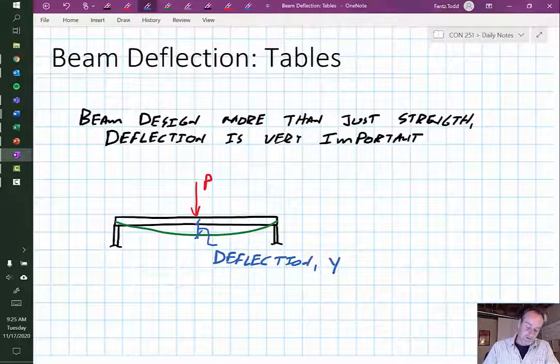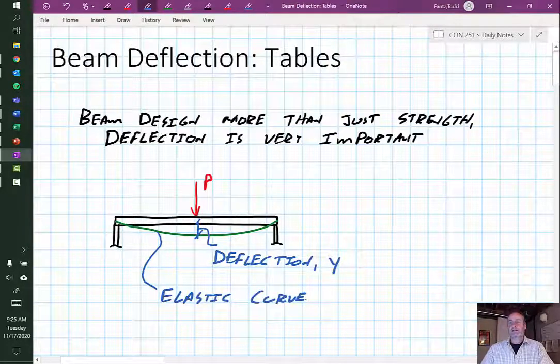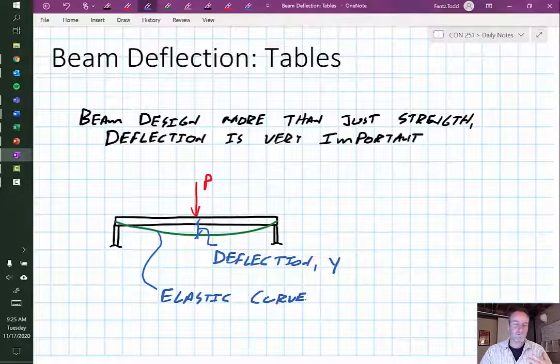Now there's one other term we have to be familiar with. This green line that I have drawn here has a special name. We call that the elastic curve. Deflection is your distance away; the elastic curve is the shape of the entire curve. So we're going to develop some equations, or look up some equations, to define that elastic curve. The reason we want to do that is we might want to ask, instead of the deflection at the midpoint, what is it at 2 feet from the end? We'll do an example like that in a little bit. We would know the equation for that line, plug in 2 feet, and we'd have that.